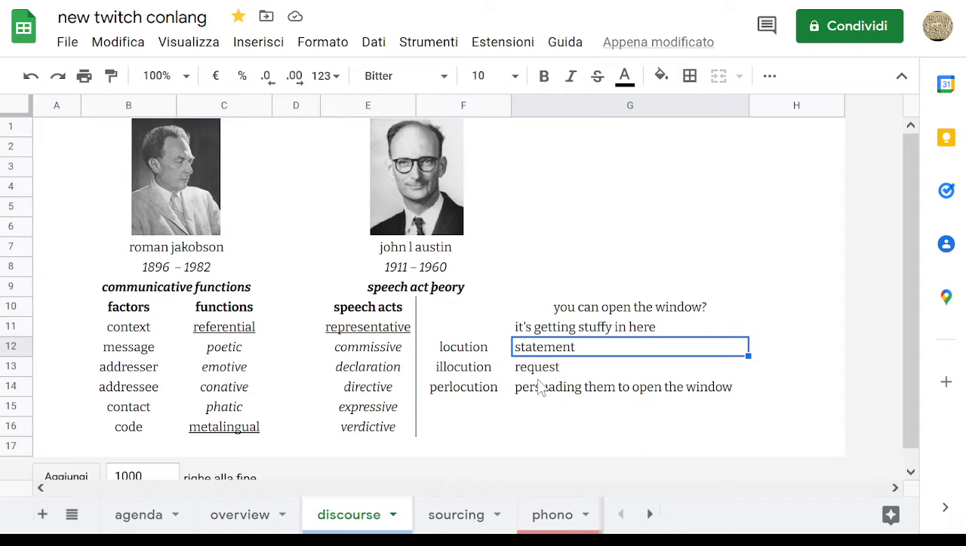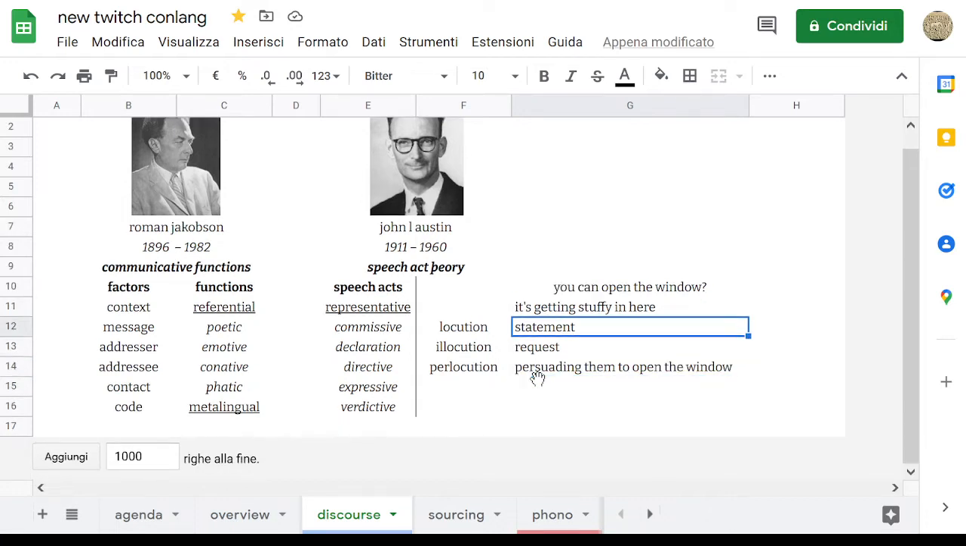But you're probably, in so doing, potentially still wanting to persuade someone to open the window. You've just been more indirect about it. The space between your locution and your illocution, the fact that you're making a request, is wider, even wider than it was before. And the perlocution might change. It might be the same.